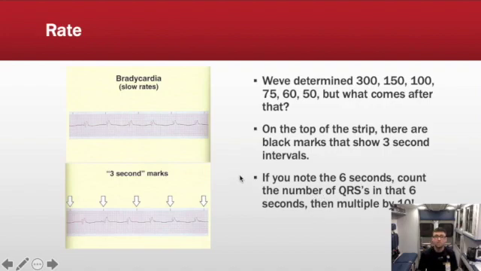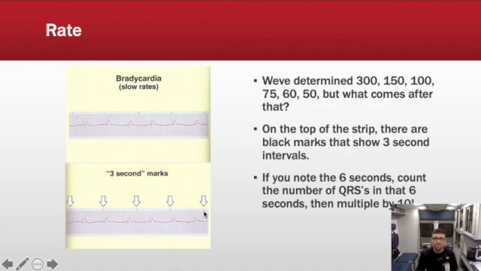On the top of the strip, there's black marks that show 3-second intervals. So you can see these little ticks at the top of these EKG strips that are actually 3 seconds. If you note the 6 seconds, we have 3 seconds here, 3 seconds here. This is a strip of 6 seconds right here. We can count the number of QRSs in that 6 seconds, then multiply by 10. It makes it very, very simple for us.